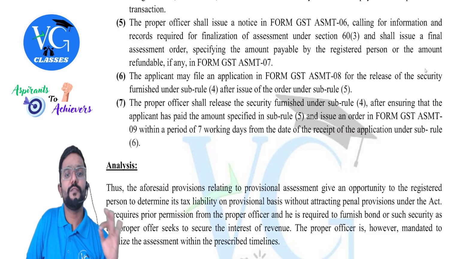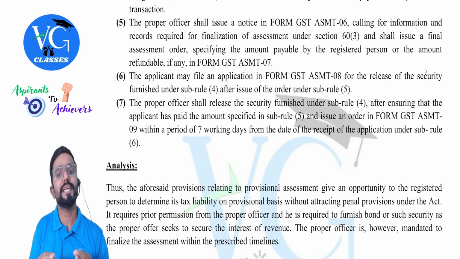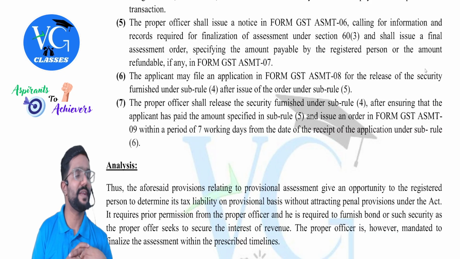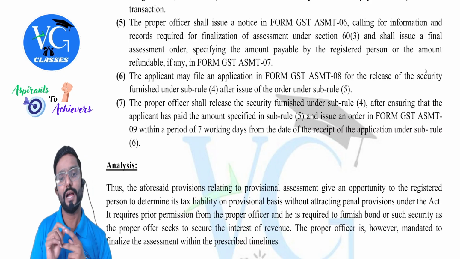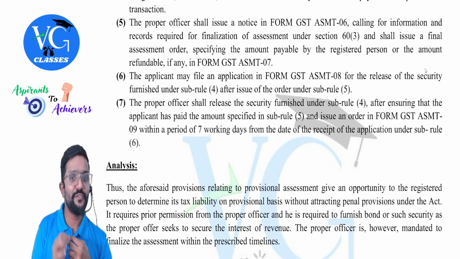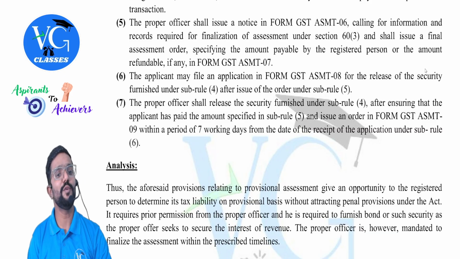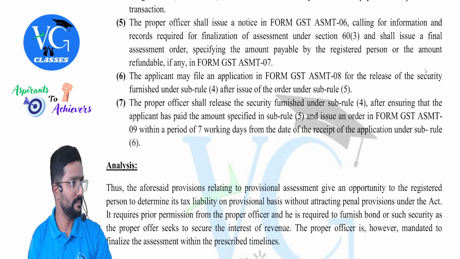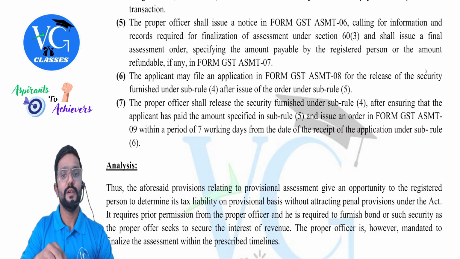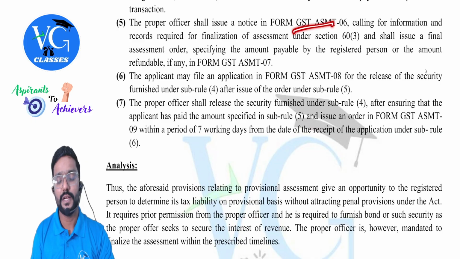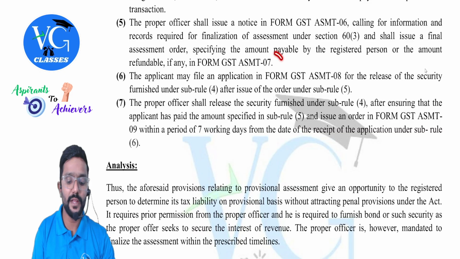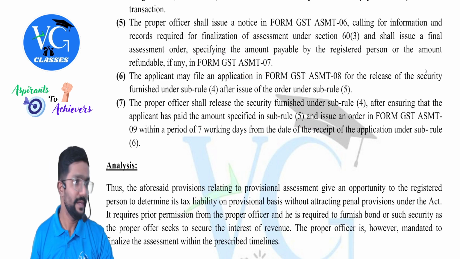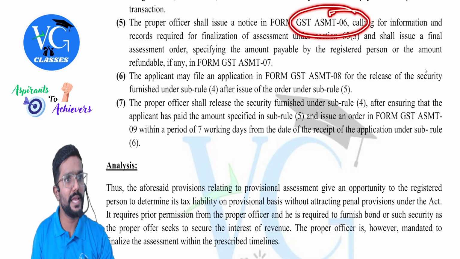Subrule 5. The proper officer shall issue a notice in form GST ASMT 06 calling for information and records required for finalization of assessment under section 60 subsection 3 and shall issue a final assessment order specifying the amount payable by a registered person or the amount refundable, if any, in form GST ASMT 07. Okay. So now he is issuing a notice, and after issuing the notice, can he pass a final order? Yes. Final order will be passed in which form number, guys? ASMT 07.